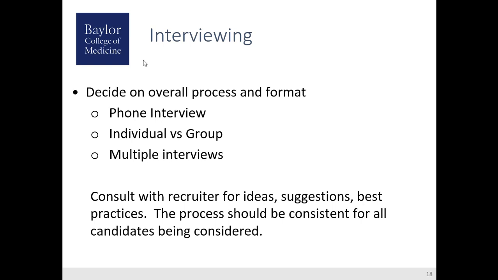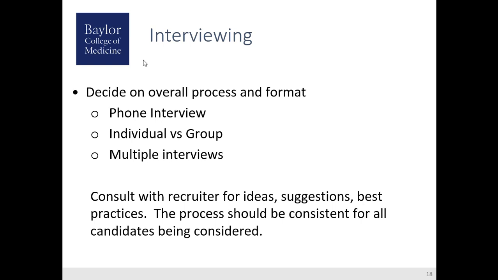Once you decide it's time to start interviewing, then you need to decide on an overall process and format. So are you going to start with phone interviews? Are you going to do individual versus group? Are you going to do multiple interviews? So it's really important to keep consistent for all candidates being considered. So you can definitely talk with your recruiter about ideas, suggestions, best practices. They can help you with interview question development, but you want to have that in place before you start any interviews.